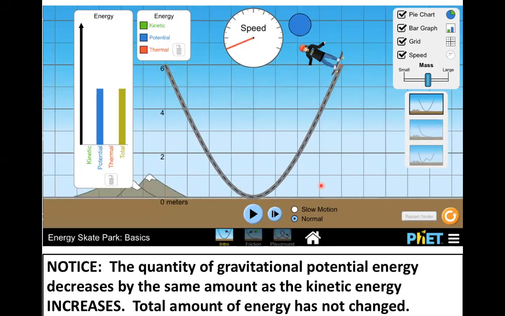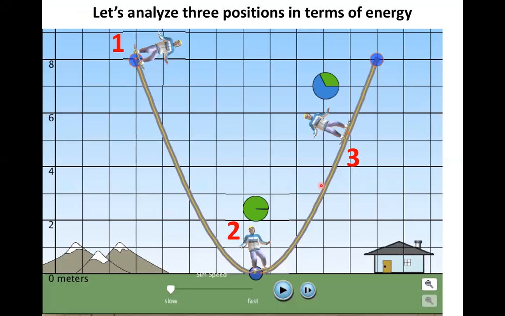So noticing that the total amount of energy through the transformations has not changed, total mechanical energy is constant at all points within this situation. Let's analyze the 3 positions: 8 meters high, 0 meters high, 3 meters high. Notice that there is a reference level that is established. It is arbitrary. There might be a ditch down here, and then it might make more sense to decide that as 0 meters. So this arbitrary 0 meters location is really important.